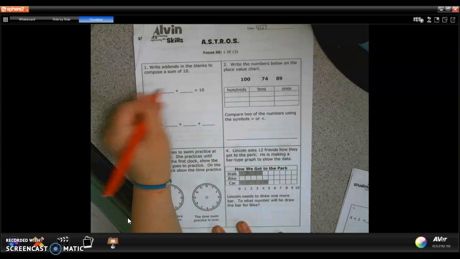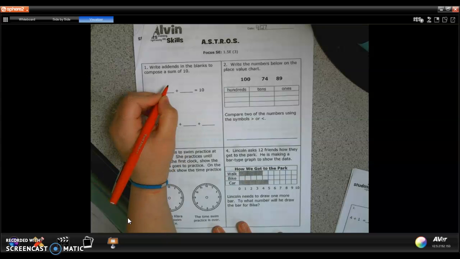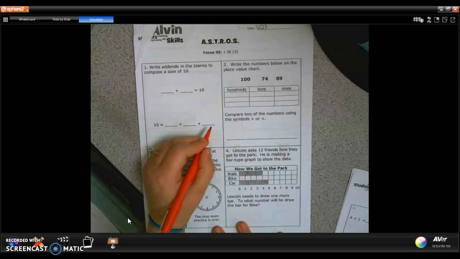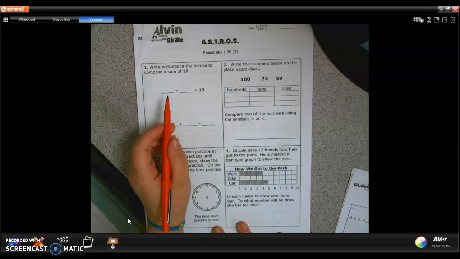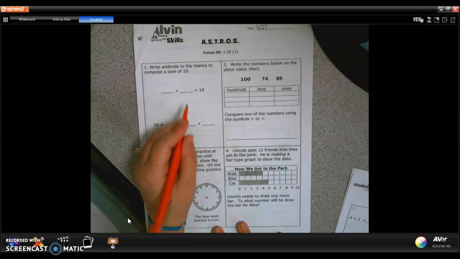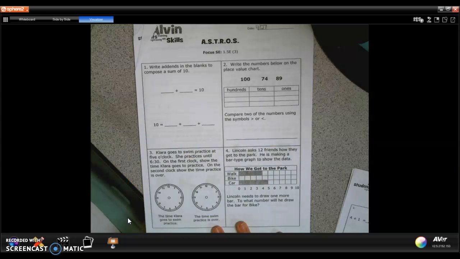You can do 5 and 5, and then 3, 2, 5. You can do 7, 3, and then 7 plus 2 plus 3. You can do 6 and 4, and you can do 4, 2, and 6. So there's multiple answers for this, so I'm not going to actually fill this one out because you can have more than one answer, and I don't want anyone to feel limited.